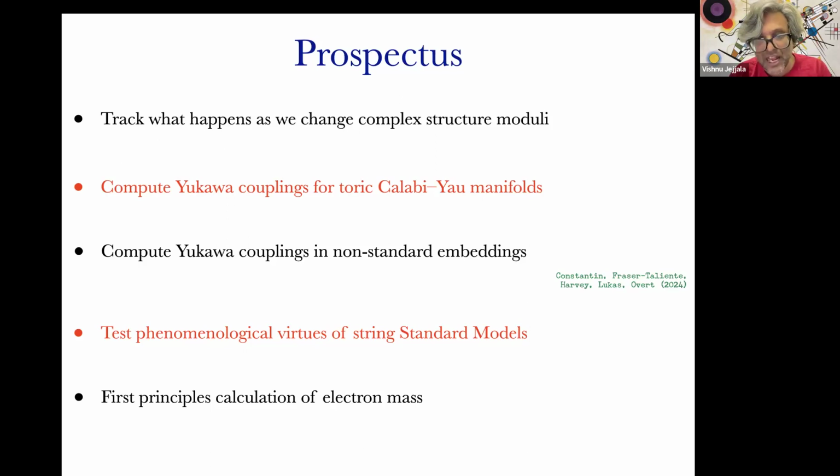And ultimately we'd like to test the phenomenological virtues of these string standard models to see whether any of them resemble what we see in nature. And ultimately we're after some first principles calculation of Yukawa couplings corresponding to electron mass in the infrared. I think we're still far from this, but we're approaching this.